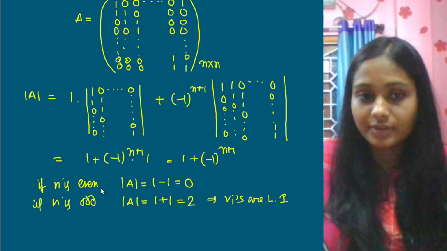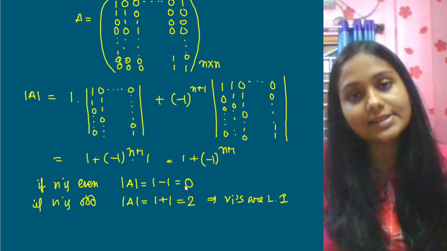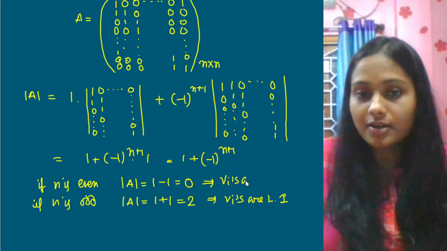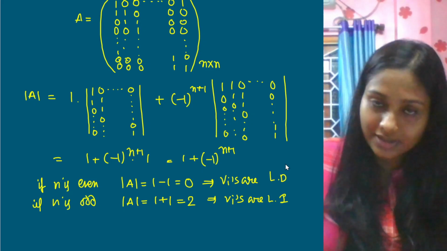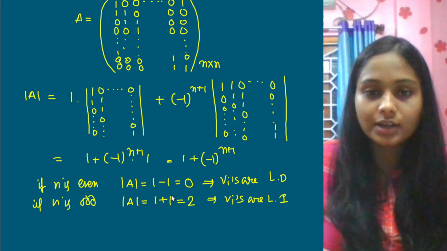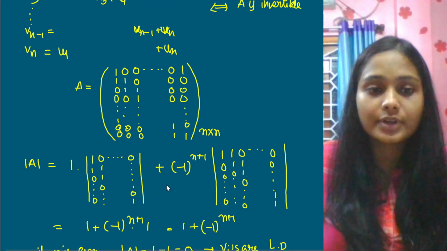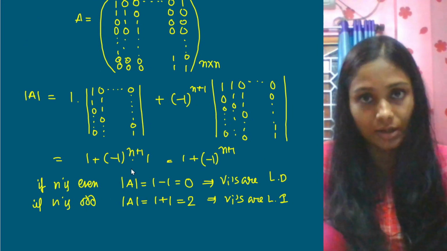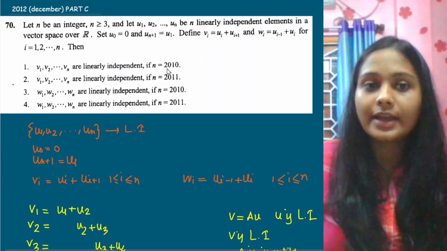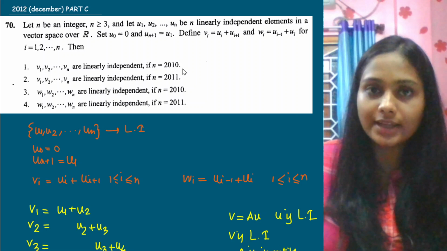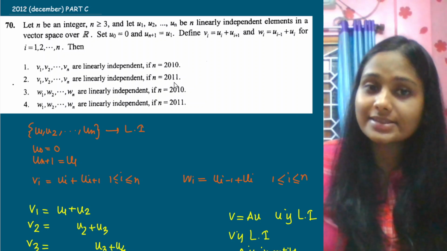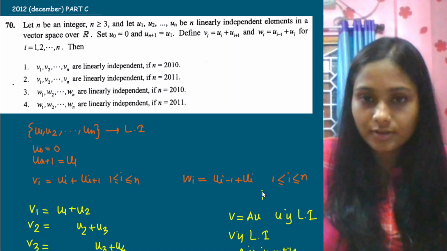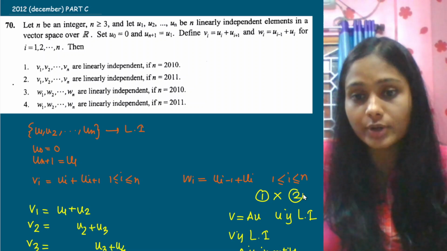But if n is even, the determinant of A is 0. So A is not invertible. This implies the Vi's are linearly dependent. So we can conclude that if n is odd, then linearly independent, and if n is even, not linearly independent. So here n is even, so it is not linearly independent, but here n is odd, so the Vi's are linearly independent. So option 1 is false, but option 2 is true.